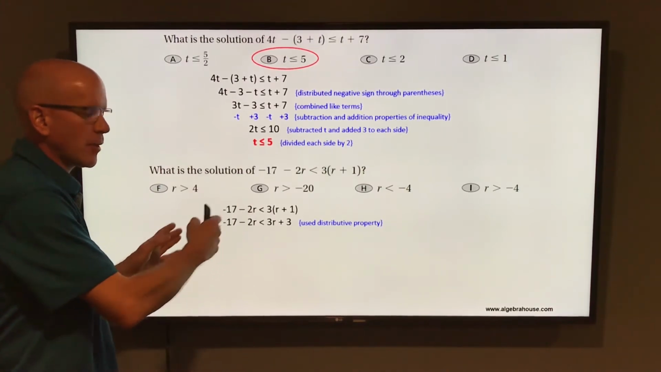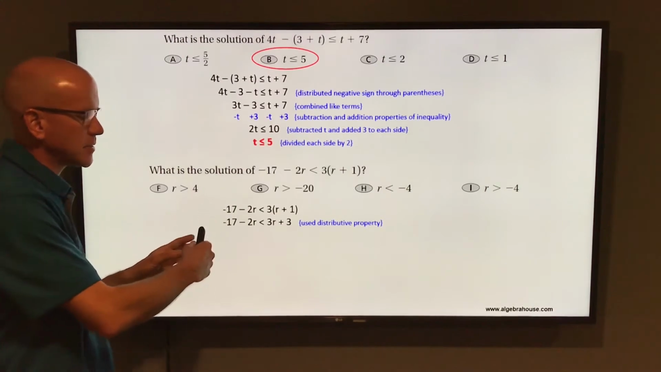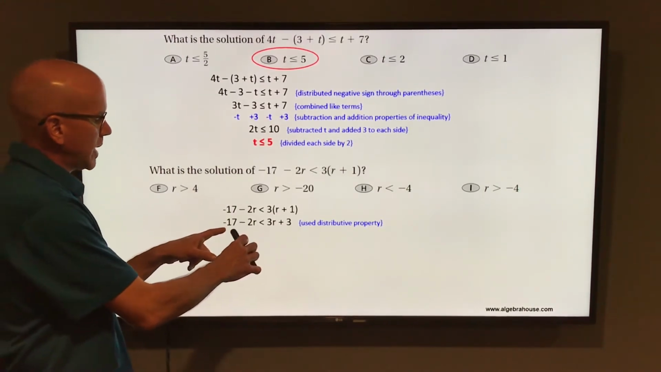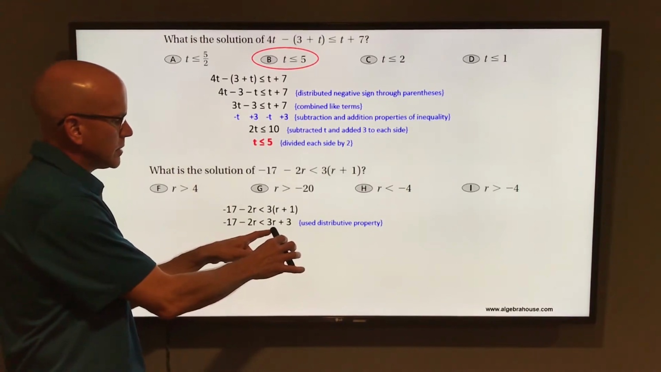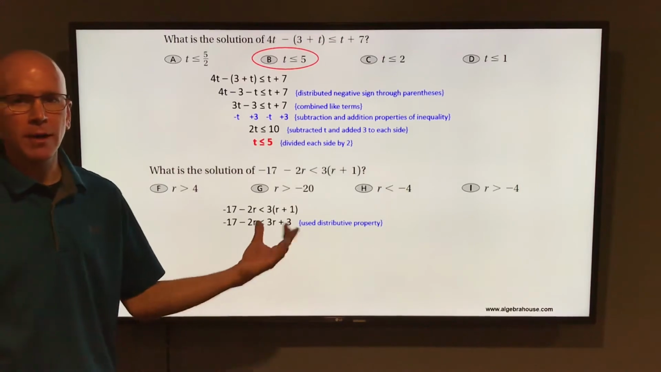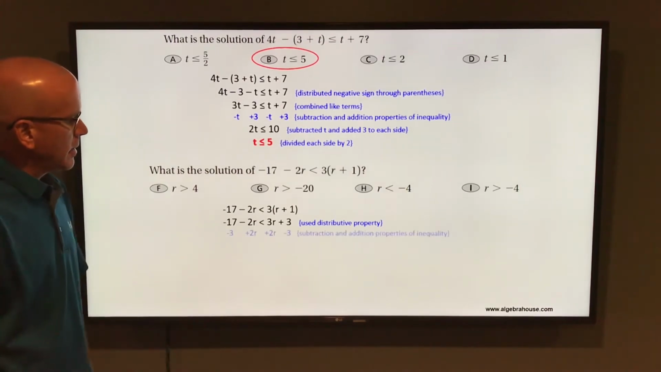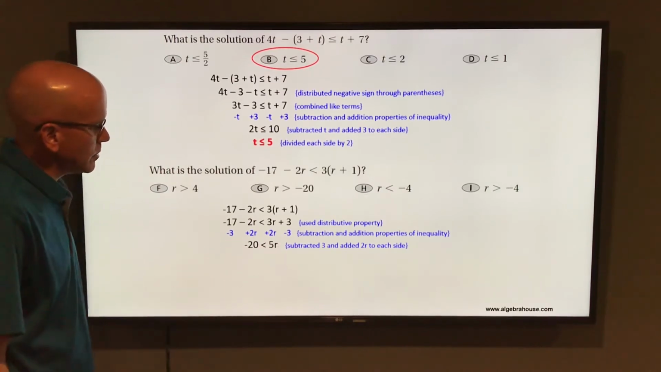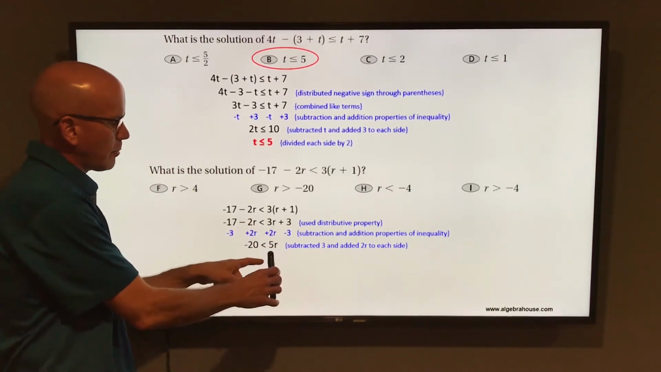Some people want to keep their r on the left side, or the variable on the left side. Some people want to keep the variable positive. It does not matter. You have 4 options. You could add 17, add 2r, subtract 3r, and subtract 3. I'm going to add 2r and then also subtract 3. So you see that I am keeping the r positive.